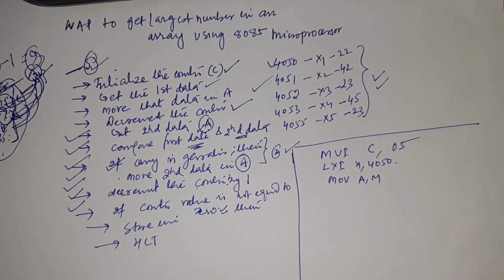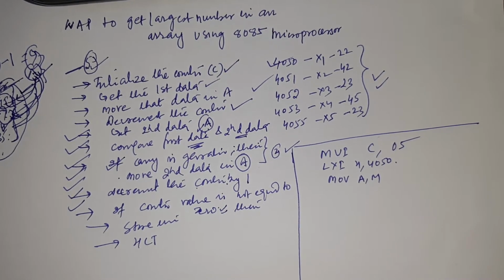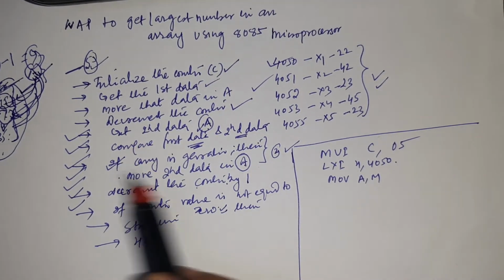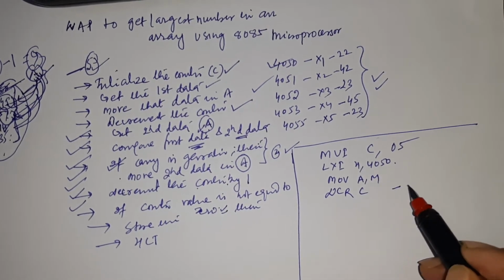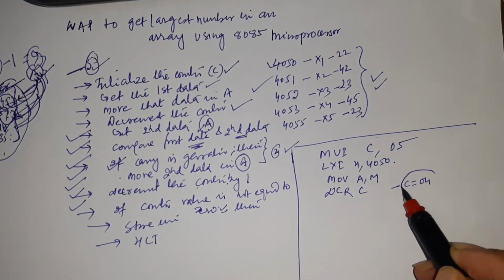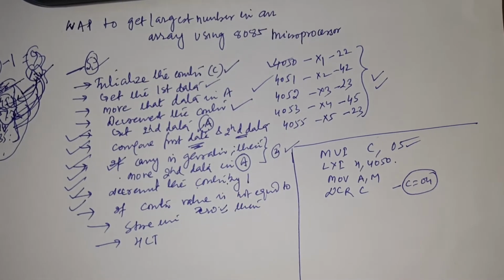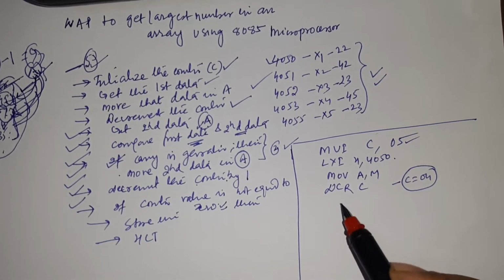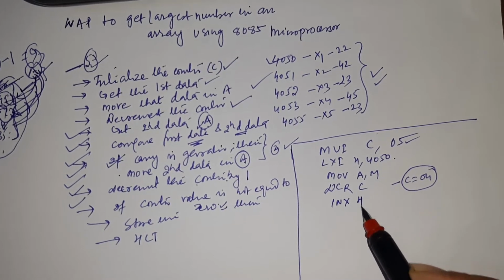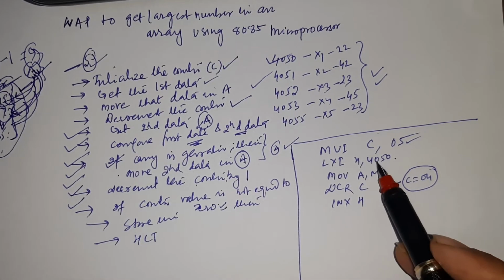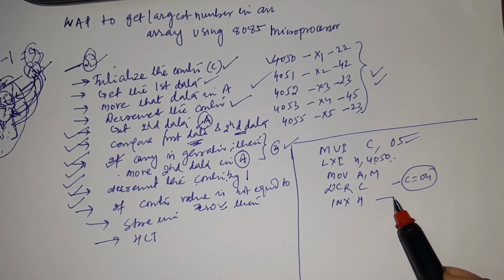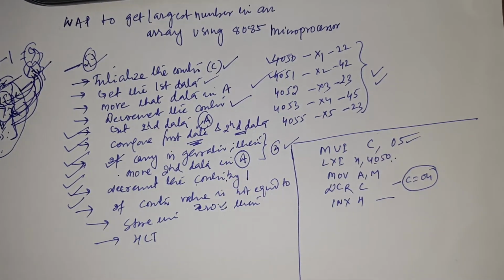Till now I hope you have no problem. Here we decrement the counter by 1, so DCR C. Now the value of C is 04, because it was 05. Now we have to get the second data, so INX H, which means incrementing the pointer location. This is going to represent the second data.